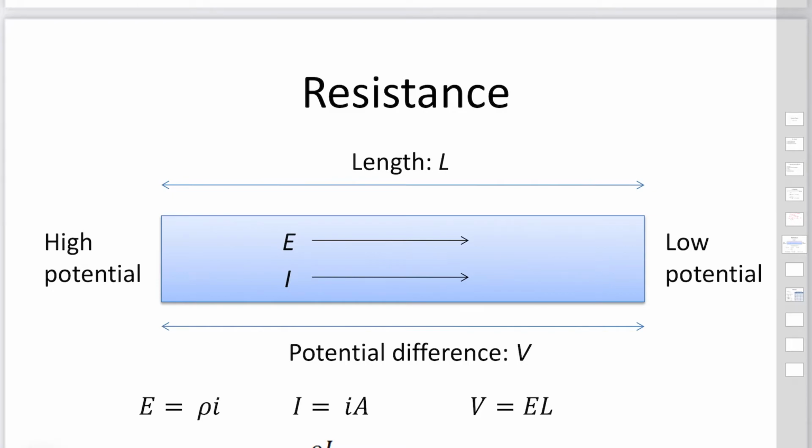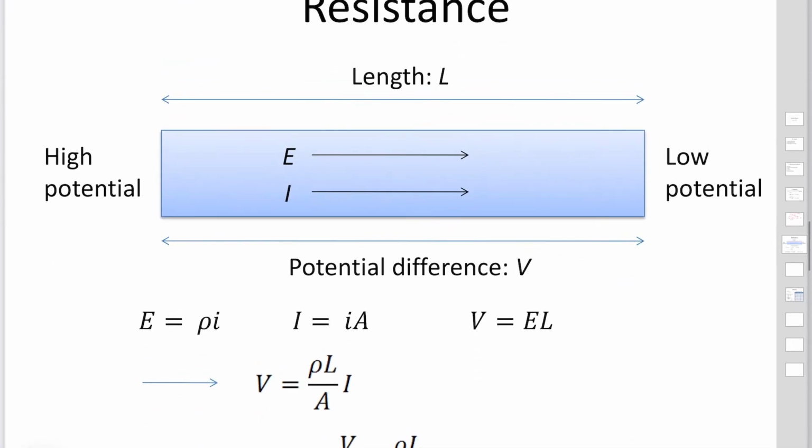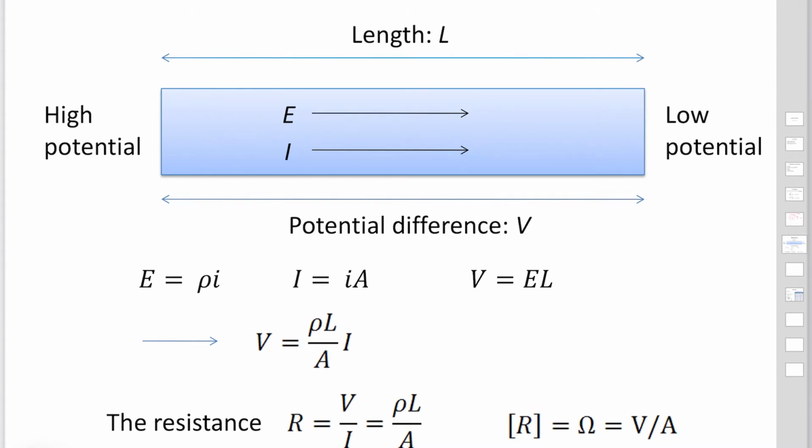Then I'd like to explain resistance. We consider a metal wire. The length of the wire is L. An electric field is generated inside the metal from the higher potential to the lower potential, and the potential difference between the two ends is V. The electric field is expressed as E equals rho times J, where J is the current density. And A is the area of the cross section of the wire. The current I is equal to the current density times the area of the wire, A.